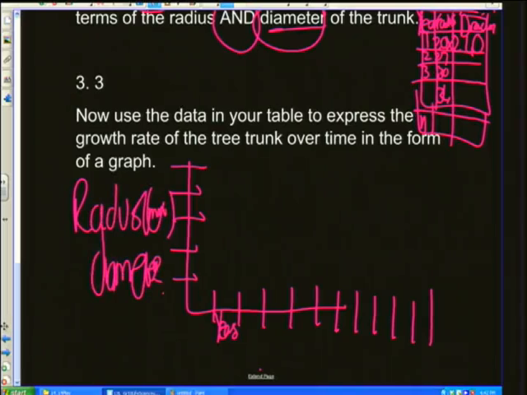What are you going to notice? You plot it. Year 1, what was it? Year 2, what was it? Year 3, what was it? You join all the dots, and what should you notice? As the tree gets older, so the trunk gets wider.